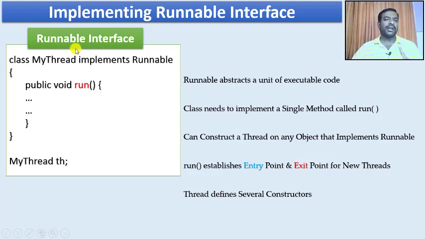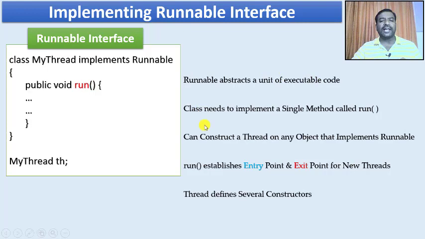Clear? So now when I use the Runnable interface, I am going to have a class called MyThread implements Runnable. And when I implement this interface, you need to define the method called run. Runnable abstracts a unit of executable code. The part of my program which should be in execution is going to be one unit for me. That is what we say, Runnable will always create one thread which is going to be one unit of execution for me.